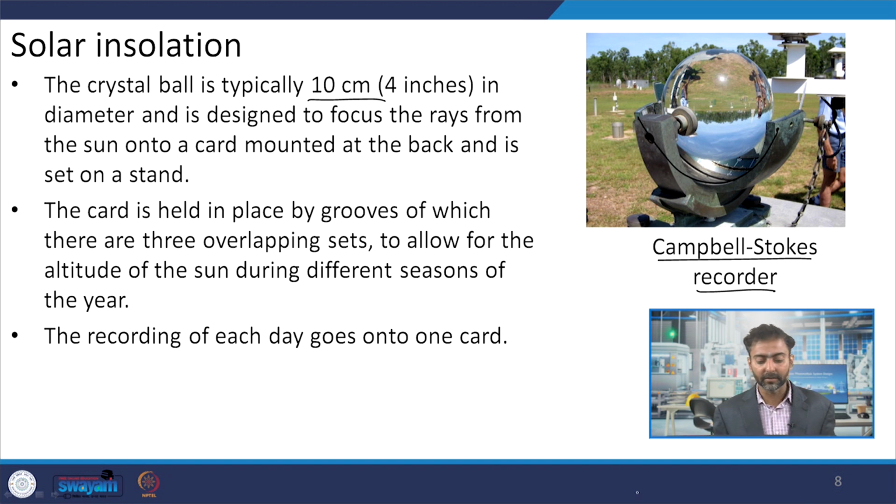There are specialized cards which are placed in the grooves inside the metallic plate, and the crystal ball focuses the sunshine to this aperture opening. Depending upon the intensity of solar radiation falling on those cards, the cards are burned to different extents, and they are calibrated in such a way that the extent of burning of the card can give you the reading for the amount of solar energy incident at that particular point of time. So, from that we can measure the solar insolation. This is how we can measure the solar insolation using the Campbell Stokes recorder.